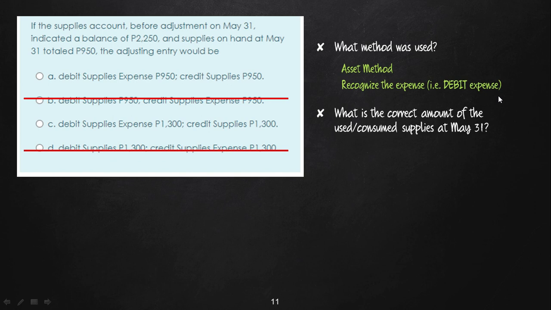So kung niingon siya class nga naa siya balance nga 2,250, unya ang nahibilin na lang ana, 950 na lang, so pila man ang amount nga na-consume, no? Or nagamit na. So therefore, ang na-consumed na supplies is 2,250 minus 950. So ang na-consume diay is 1,300. So sa duha ka choices, we could already identify asa ang correct answer. The correct answer is debit supplies expense and then credit supplies.